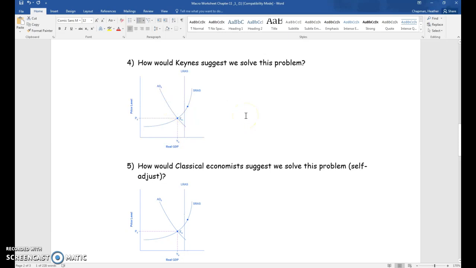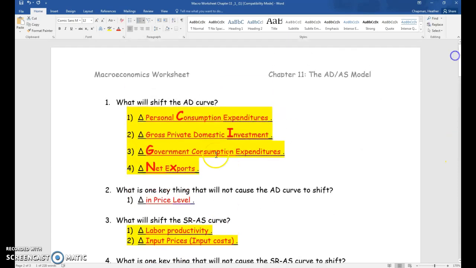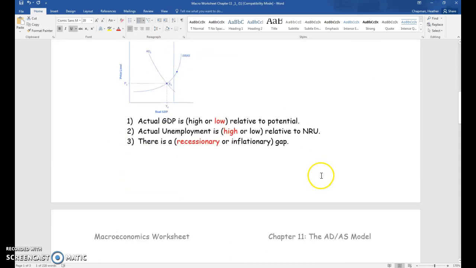Or he would suggest we solve this problem by reducing taxes on businesses and or on consumers. So Keynes would do that. It would manipulate our aggregate demand curve because we would be changing personal consumption expenditures or gross private domestic investment if we manipulated taxes, cutting taxes, or it would be this G if we chose to increase government consumption expenditures.